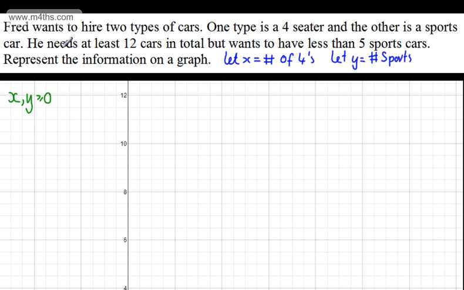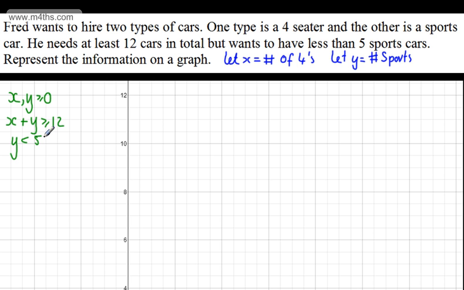He needs at least 12 cars in total. So what I can say is that x plus y, so the number of four-seaters plus the number of sports cars, must be at least 12. So we can say is equal to or greater than 12. He wants to have less than 5 sports cars. So from this we can say that y must be strictly less than 5.